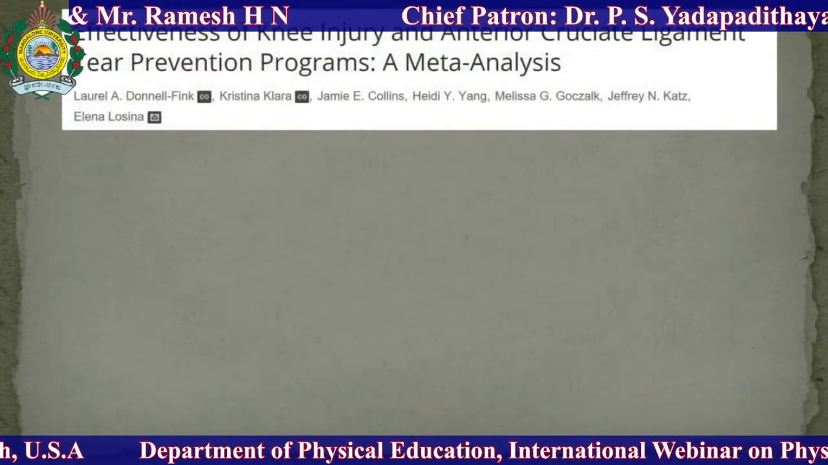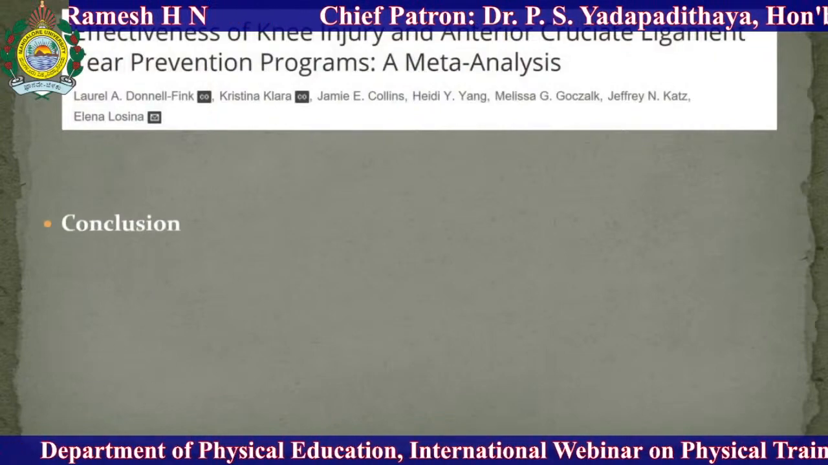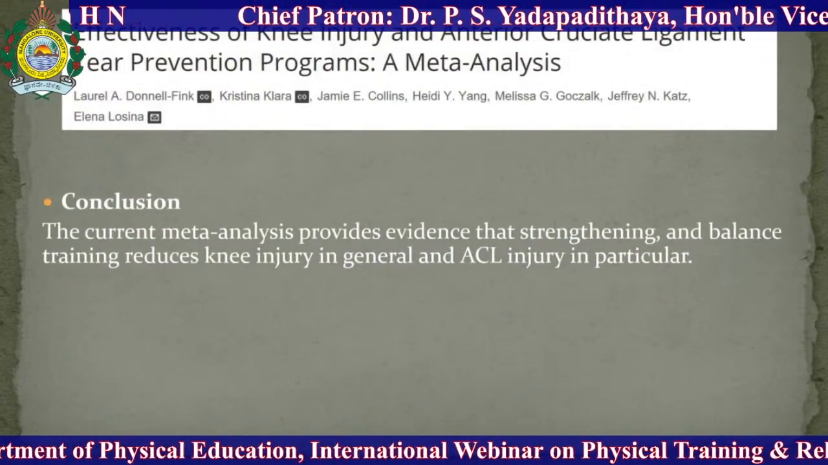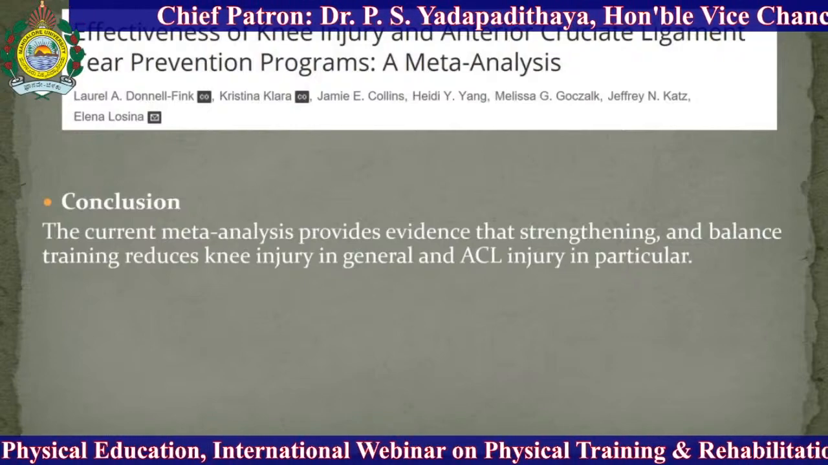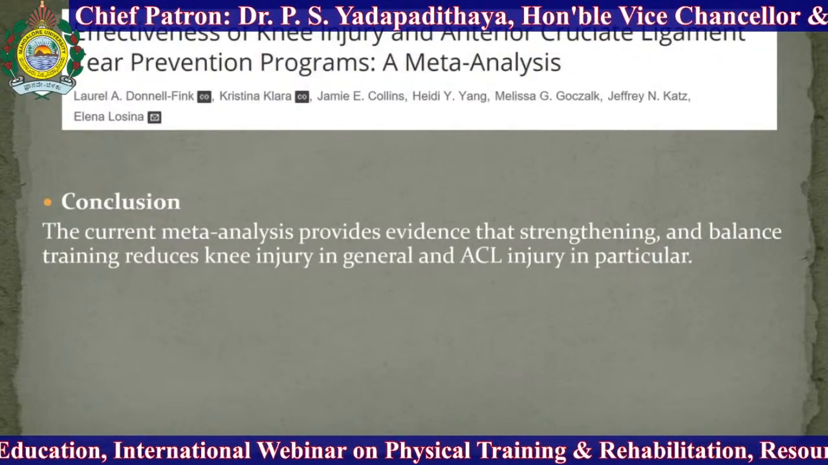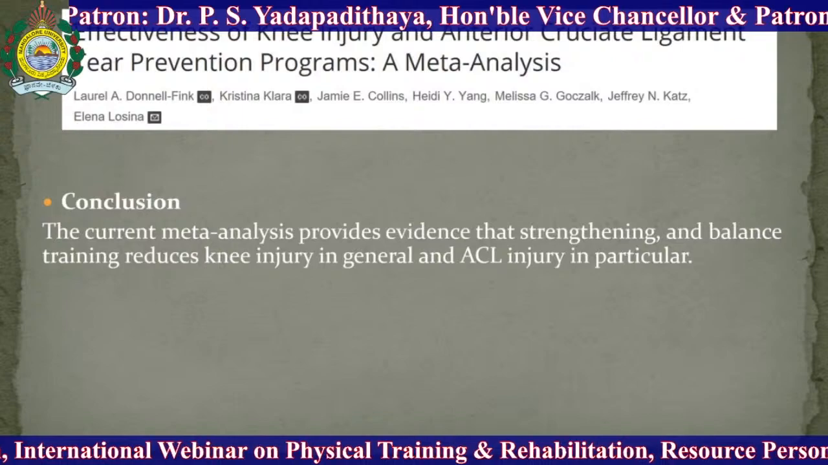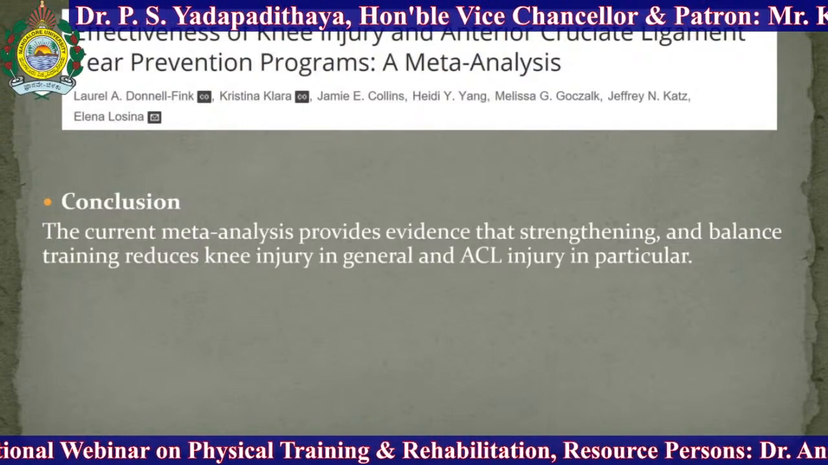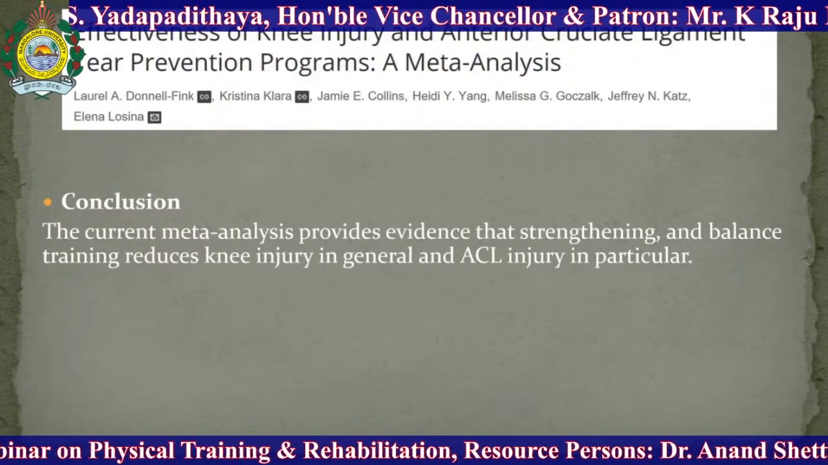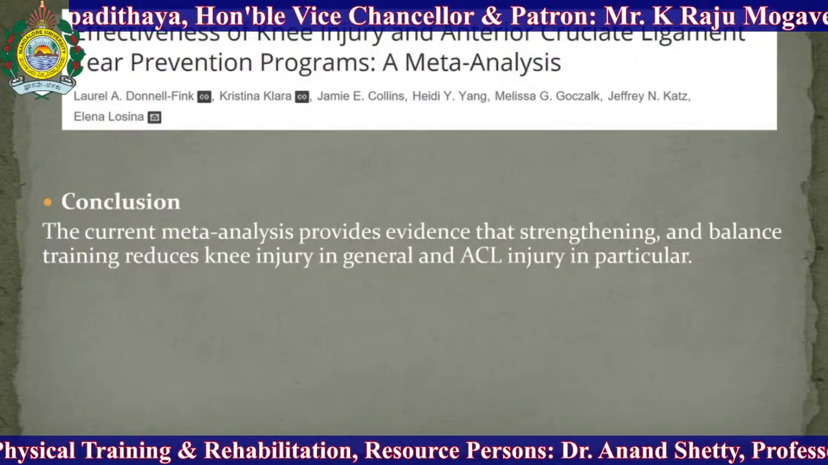Okay, how effective are these prevention programs? It does seem to be known here that through meta-analysis and systematic reviews, we saw that strengthening and balance training does reduce knee injuries in general and ACL tears in particular.